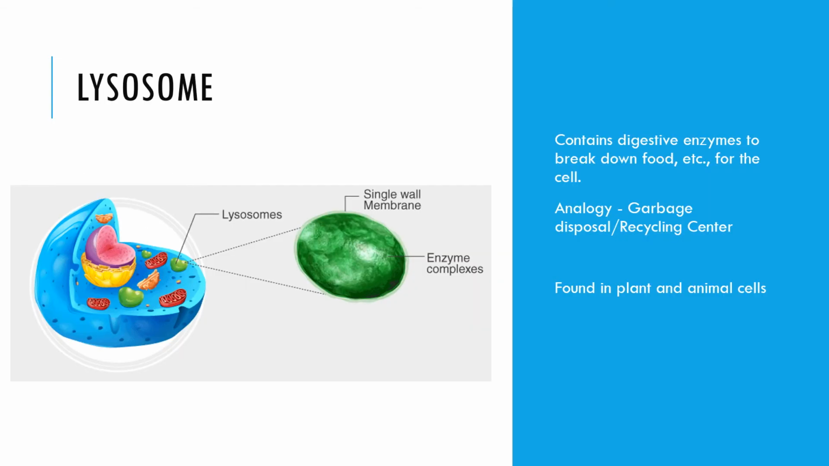Next is our lysosome, and the lysosome is a very interesting organelle. It contains digestive enzymes, and these digestive enzymes are going to help to break down food. They also help to break down worn out parts of the cell. Inside the lysosome, we have enzyme complexes. And if we were to compare it to something, we can compare it to a garbage disposal or recycling center. The lysosome effectively breaks down products and will enable the cell to recycle anything that is reusable. We're going to find the lysosome in both plant and animal cells.